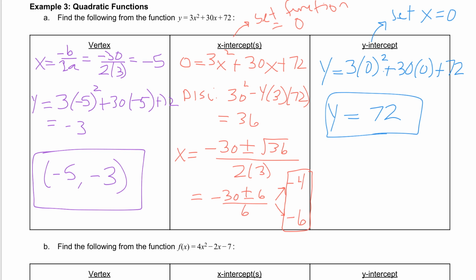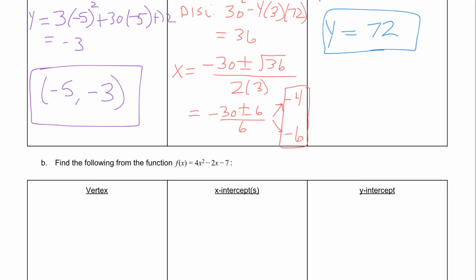Now, the reason I said you don't quite need a calculator is anything times 0 is just 0. So these first two terms, since you're multiplying by 0, are just 0. Which means your y-intercept, once it's in this form, will always end up being that constant value that you have, which is 72. Next, I would like you to go ahead and do the try this.